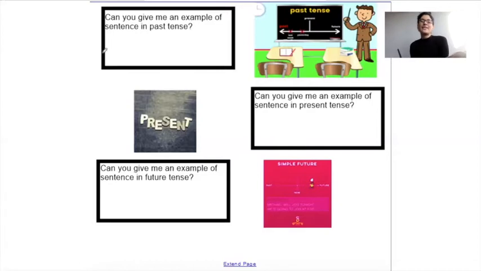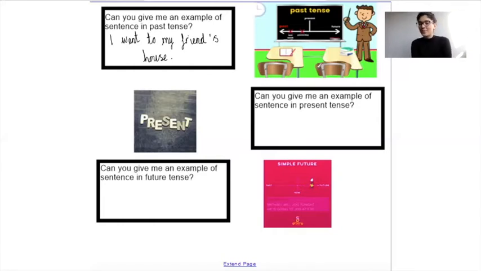Now, if I was going to give an example of a sentence in the past tense, I would write, I went to my friend's house. Full stop. I went to my friend's house. That would be my sentence in the past tense.